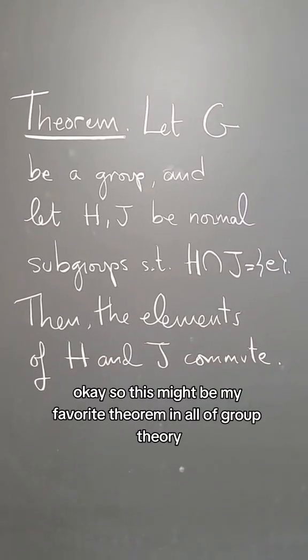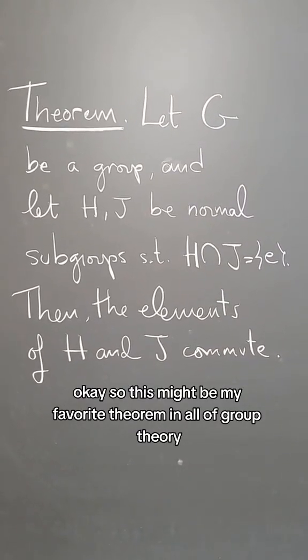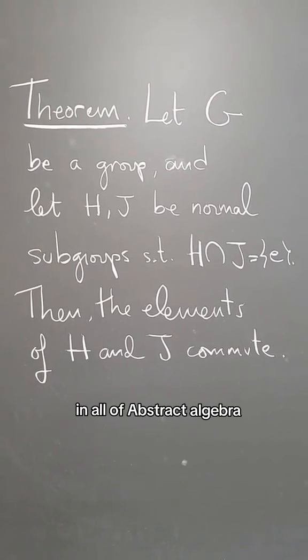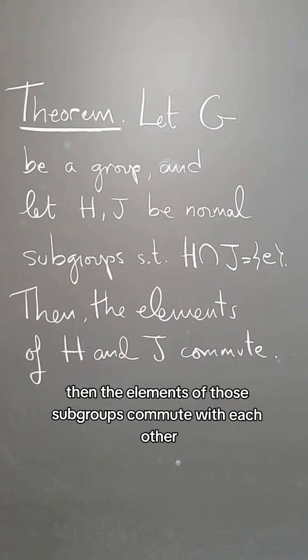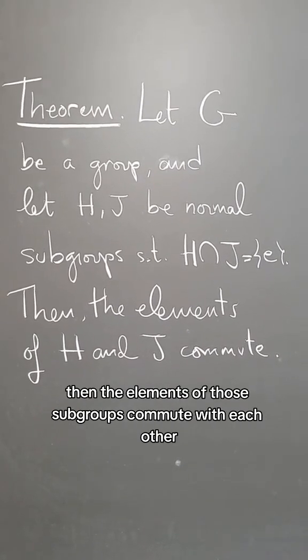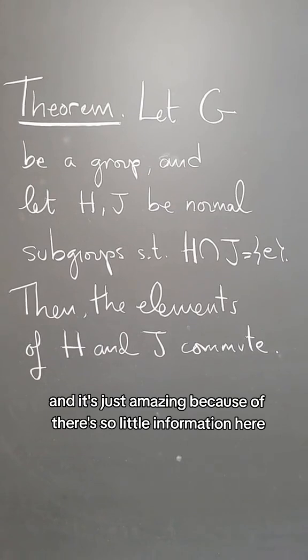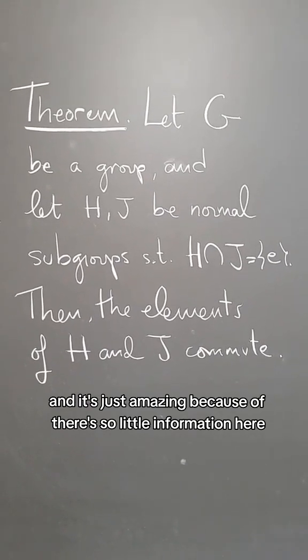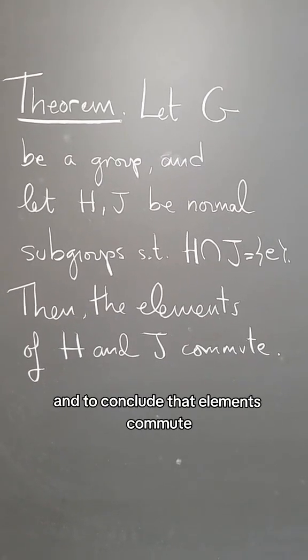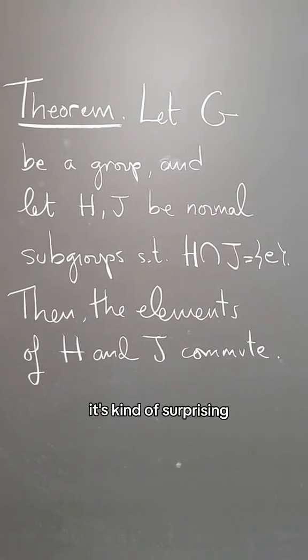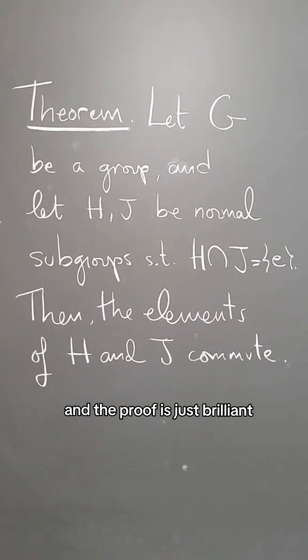Okay, so this might be my favorite theorem in all of group theory, in all of abstract algebra. It says that if you have two normal subgroups with trivial intersection, then the elements of those subgroups commute with each other. And it's just amazing because there's so little information here, and to conclude that elements commute, it's kind of surprising. And the proof is just brilliant.